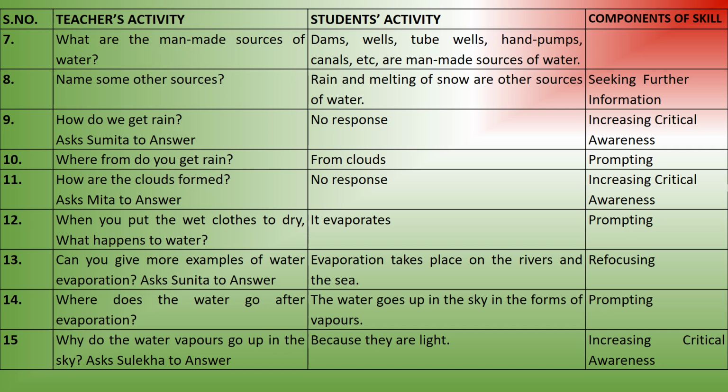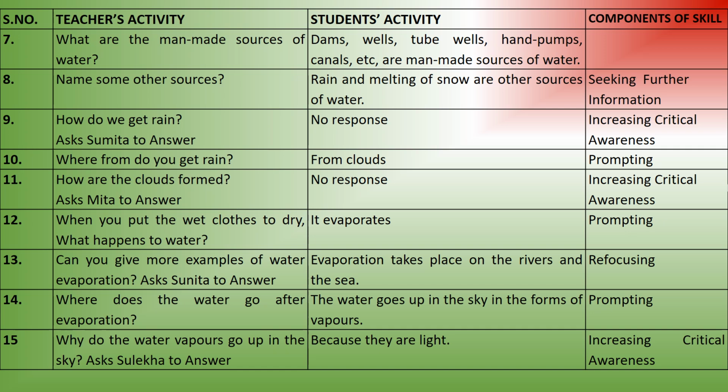The teacher asks the question, Sunita, can you give more examples of water evaporation? The students will answer, evaporation takes place on the river and seas. The teacher will then ask, where does the water go after evaporation? The students will answer, the water goes up in the sky in the form of vapor. The component used again is prompting.